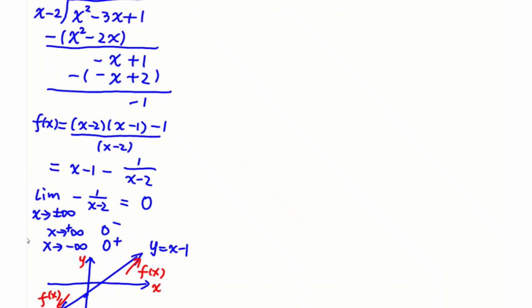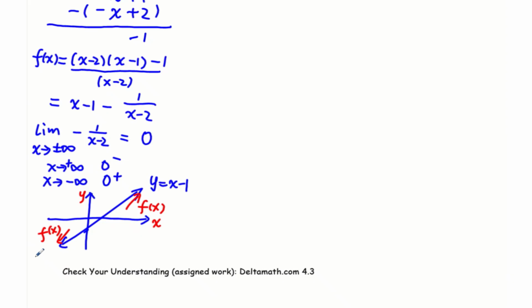So the vertical asymptote will be where the denominator equals 0, we have x equals 2. So for this function f of x, we have x equals 2 and y equals x minus 1. So we have 2 asymptotes: the vertical asymptote and the oblique asymptote. So there are two things.